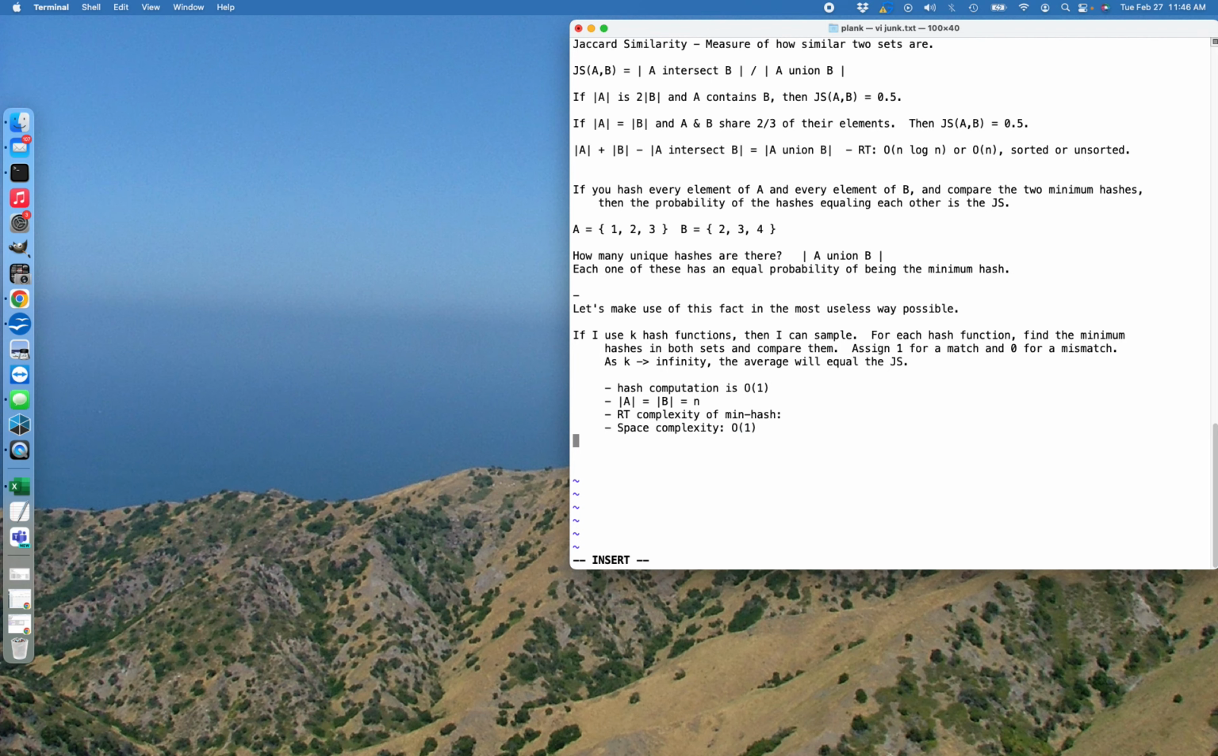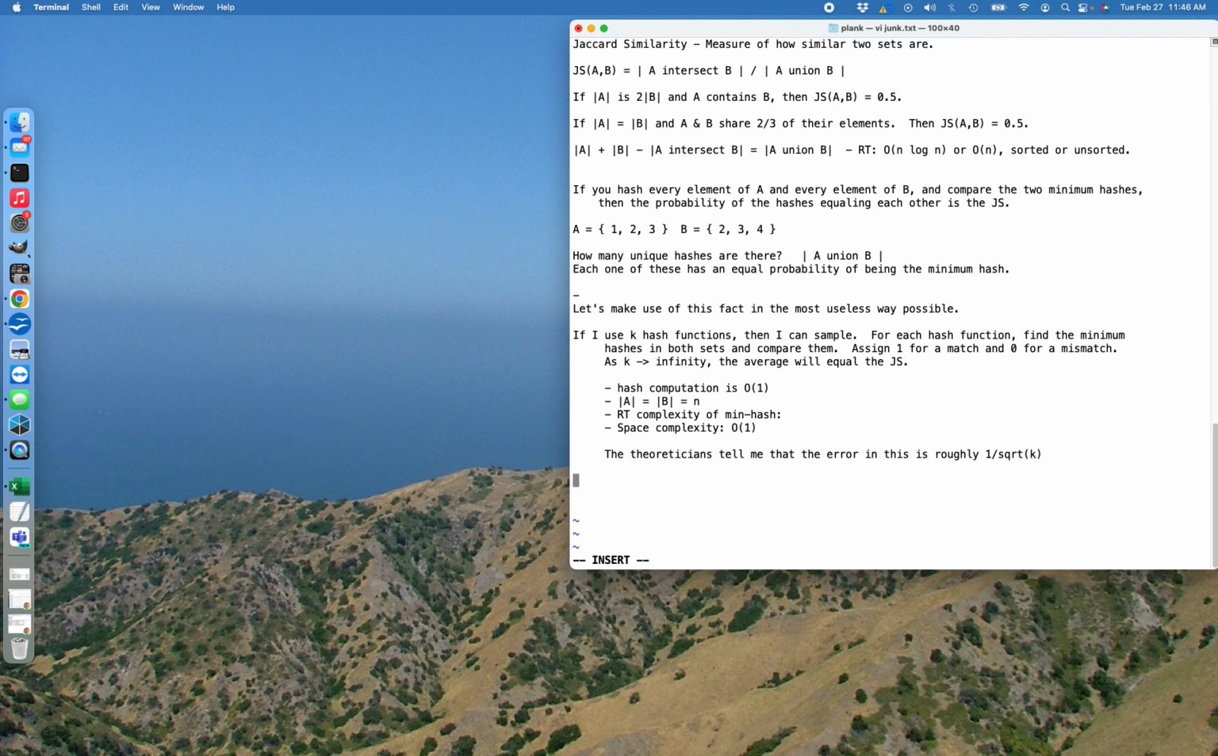Even for the k hashes, right? Because I do it once for each hash, and then I throw away my minimum because I've made the calculation. Now the theoreticians tell me that the error in this is roughly 1 over square root of k.